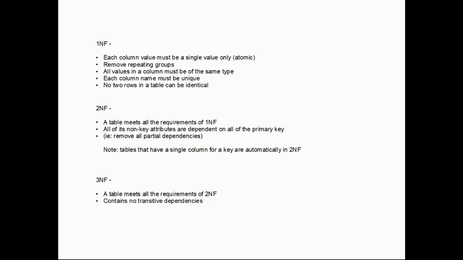Okay, we're going to break it up only into 3 normal forms. First normal form, second normal form, and third normal form. Definition of first normal form. Each column value must be a single value only. In other words, it has to be atomic. Each column and row intersection can only contain a single value. Okay, that's what we mean by atomic.